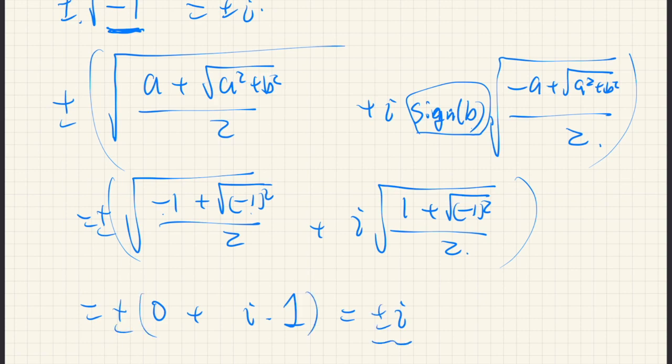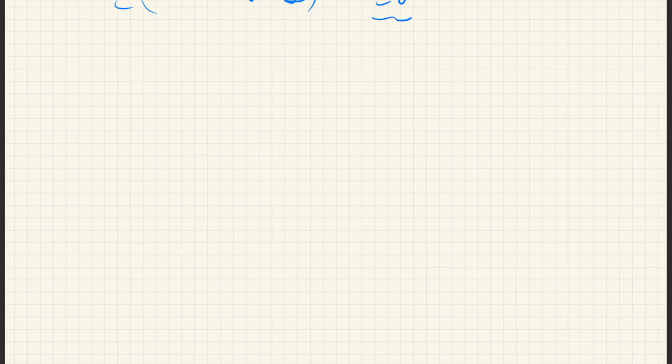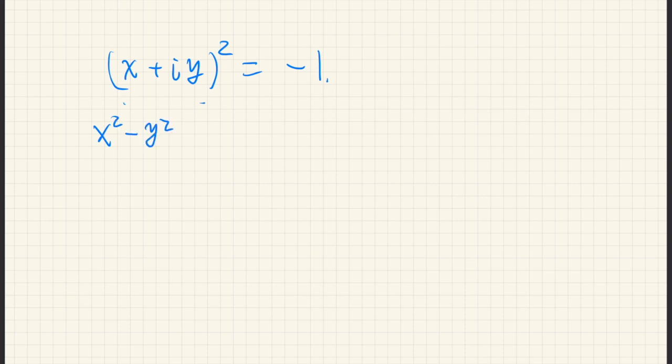So plus minus i, as we expected. Next, let's find the same answer by first principles. That means, if the square root of negative 1 is x plus iy, then if we square this number, we should get negative 1, right? So let's expand this, and we have x squared minus y squared plus 2ixy is equal to negative 1.